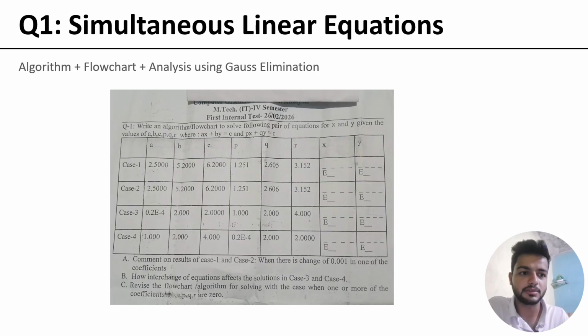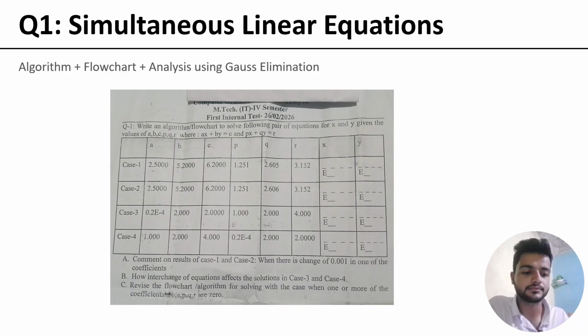So here is our question number one, which says: write an algorithm or flowchart to solve the following pair of equations for x and y, given the values a, b, c, p, q, r, where the equations are ax plus by is equal to c and px plus qy is equal to r. So this is our table. Here there are four cases. In every case, a, b, c and p, q, r, the coefficients of the two equations, have different values, and x and y we have to find.